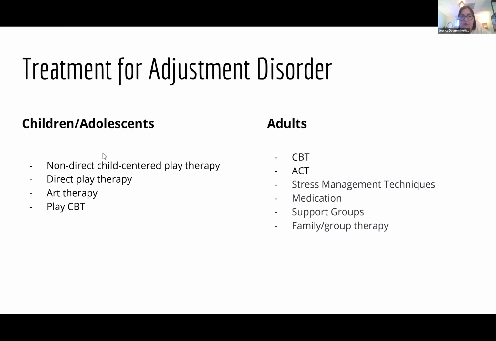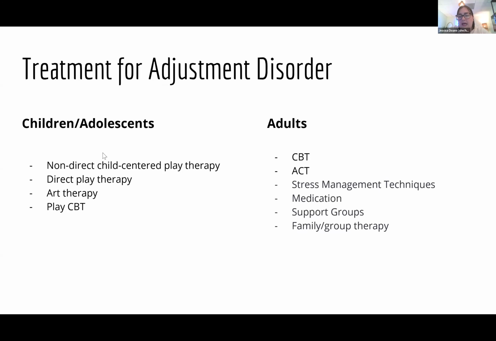Treatment concentration for children, adolescents, and adults is focused on building coping skills, increasing resilience, and developing a larger support network while returning to that pre-stressor baseline. Processing the emotional toll of the original stressor and the impact on self are also incredibly helpful and important. On the adult side, CBT is recommended for treatment of adjustment disorder. It focuses on identifying and changing negative thoughts and behaviors that contribute to the symptoms.